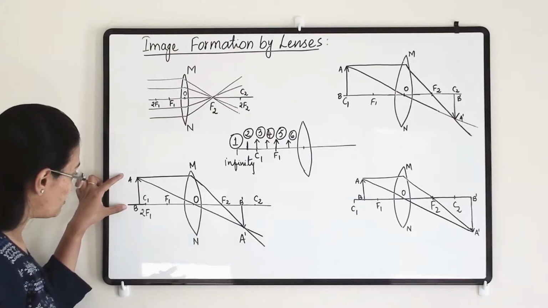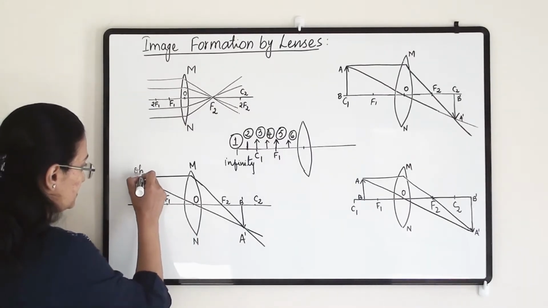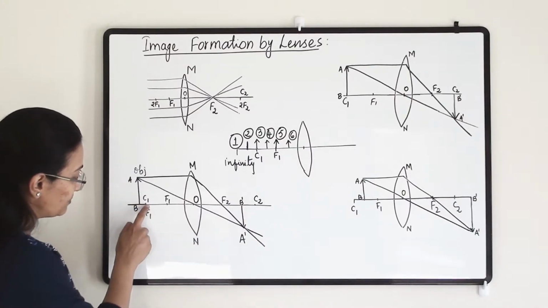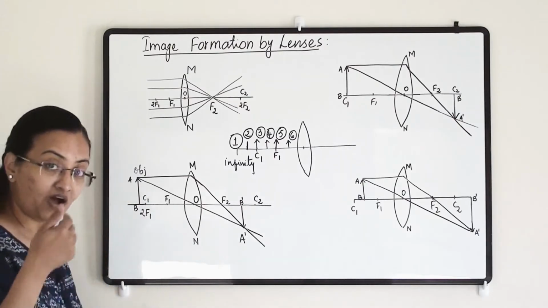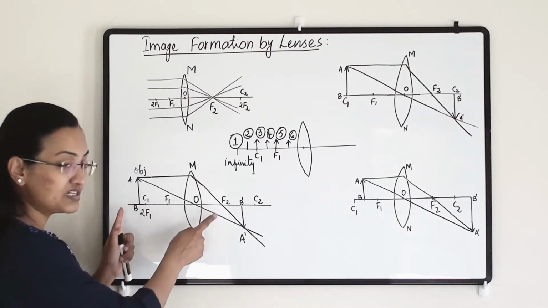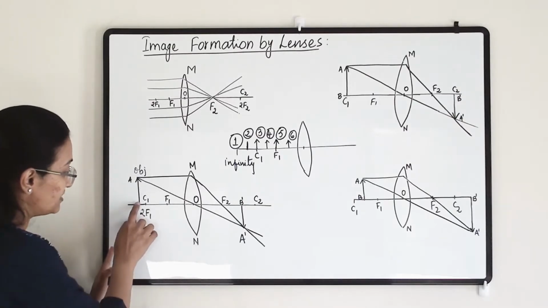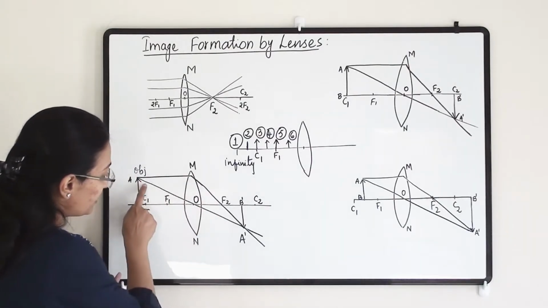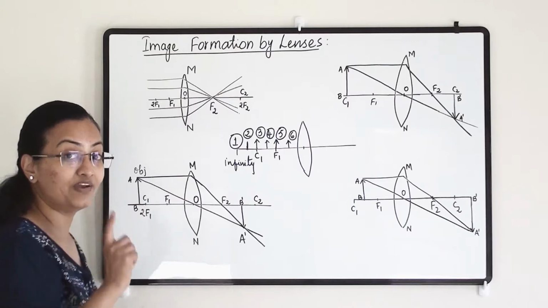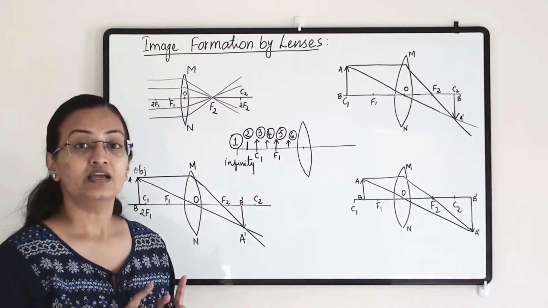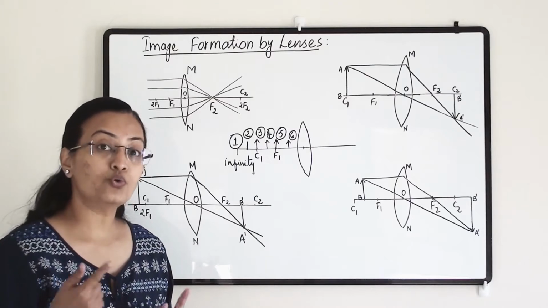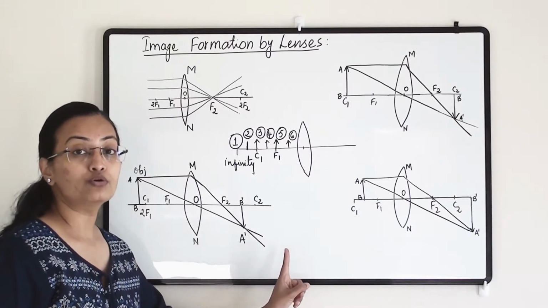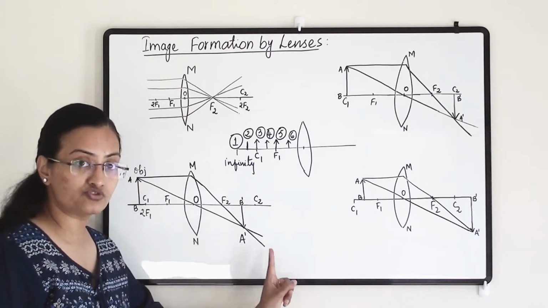So here, AB is an object, and we have kept it beyond C1. It is not at C1. It is beyond C1, so far from C1, and far from the lens. When the rays pass through the lens, one ray will pass through the optical center. When any ray passes through the optical center, it is not going to refract or bend. It will choose the straight path and go straight out of the lens. So this ray will be a straight ray.